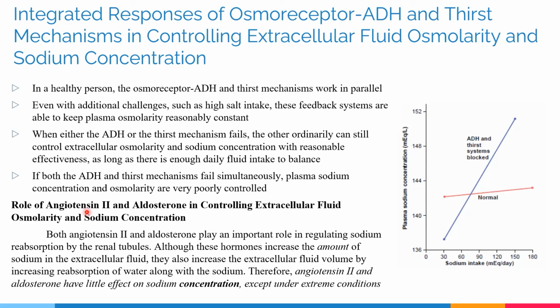Next, we look into the role of angiotensin 2 and aldosterone in controlling extracellular fluid osmolarity and sodium concentration. Both angiotensin 2 and aldosterone play an important role in regulating sodium reabsorption by the renal tubules. Although these hormones increase the amount of sodium in the extracellular fluid, they also increase extracellular fluid volume by increasing reabsorption of water along with sodium. Therefore, angiotensin 2 and aldosterone have little effect on sodium concentration except under extreme conditions.